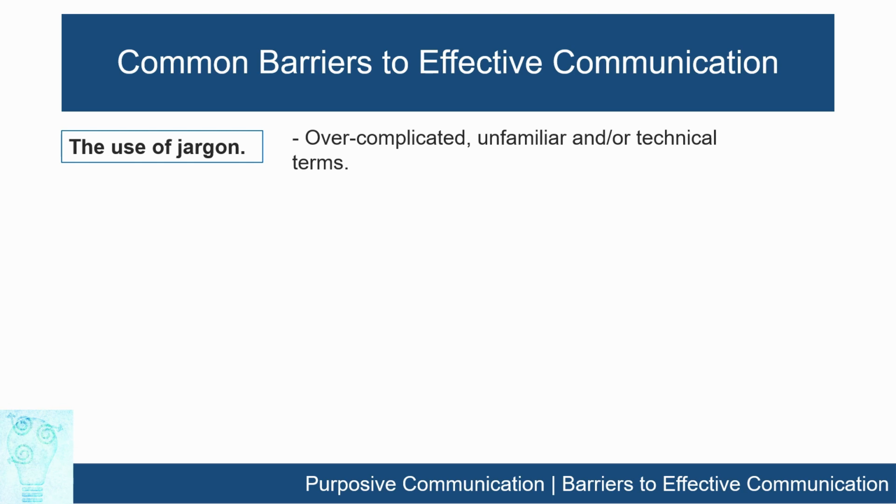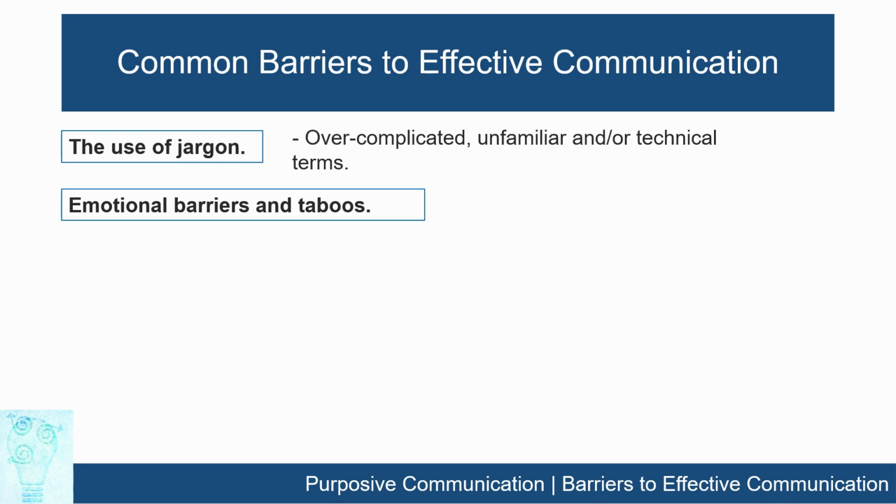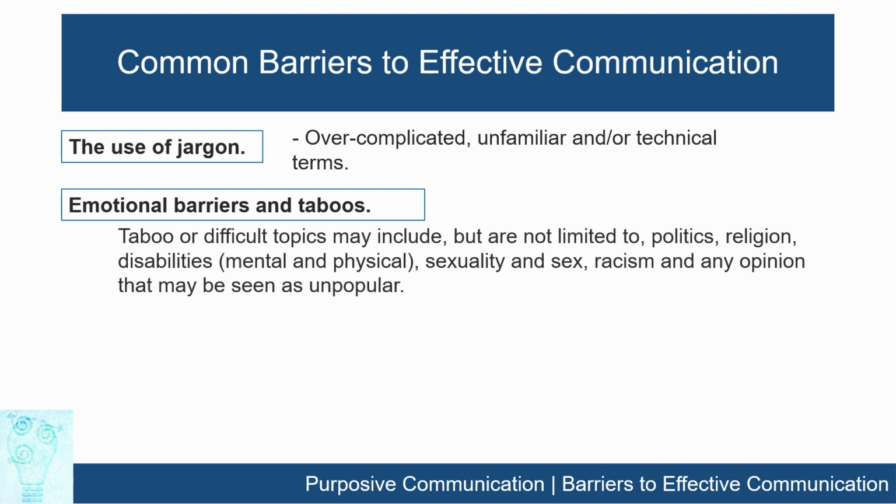The first barrier is the use of jargon. When we say jargon, it means the use of unfamiliar or technical terms, overcomplicated terms. Say, for example, you use maritime jargon or maritime terms that only the maritime students or those in the maritime profession can understand. Another example is the medical profession, who would say to someone who doesn't have any medical background, that you have a peripheral edema. If I say that to you, you wouldn't understand, right? So if you are communicating to someone, make sure that you know their capacity to understand your words.